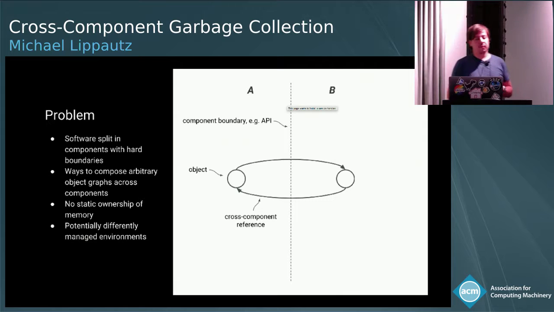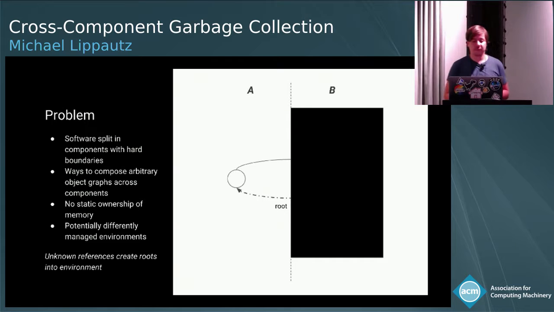But let's take a step back and look at the problem a bit more on an abstract level. The problem of cross-component memory management occurs when there is software that is split into components with hard boundaries, like an API boundary in between that you cannot avoid. Also, what you need is a way to compose arbitrary object graphs across those components, and it requires that there is no static ownership of memory. So in this case, component A can own memory in component B and vice versa. And they can use potentially different managed environments.